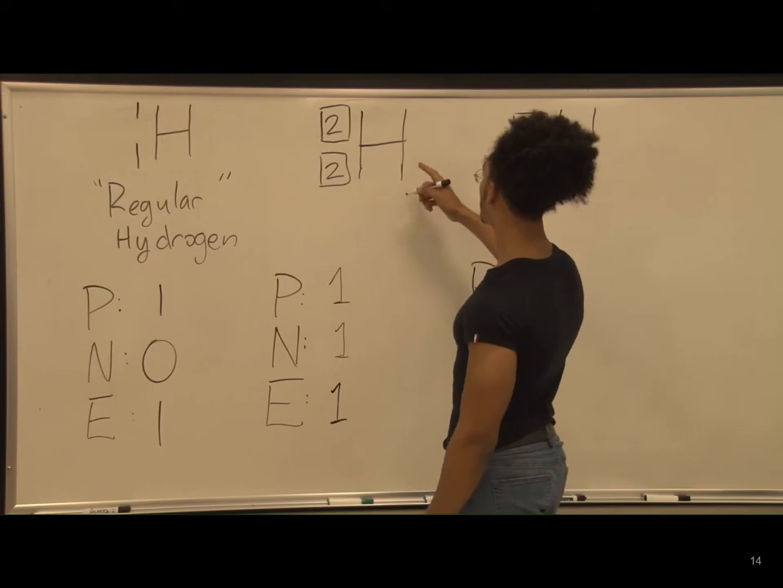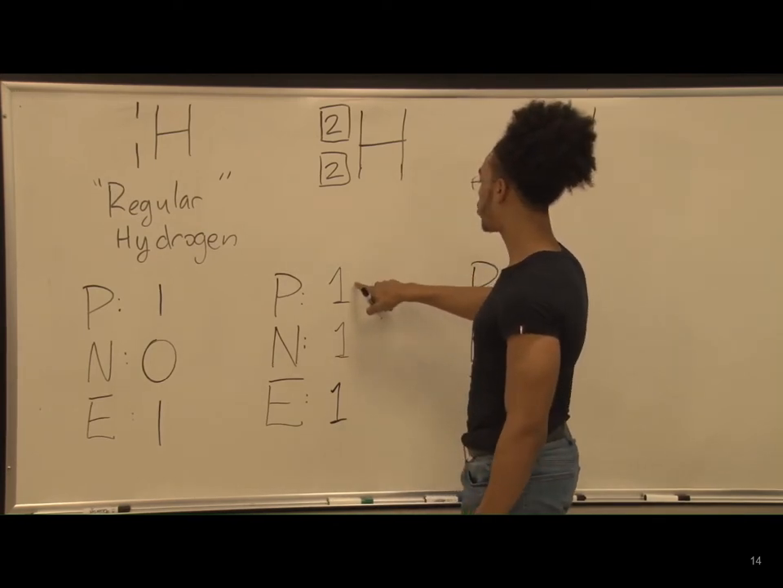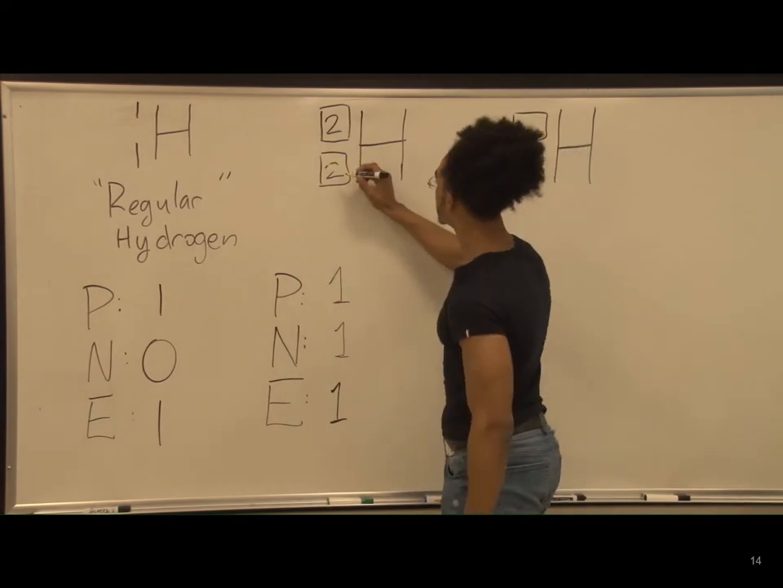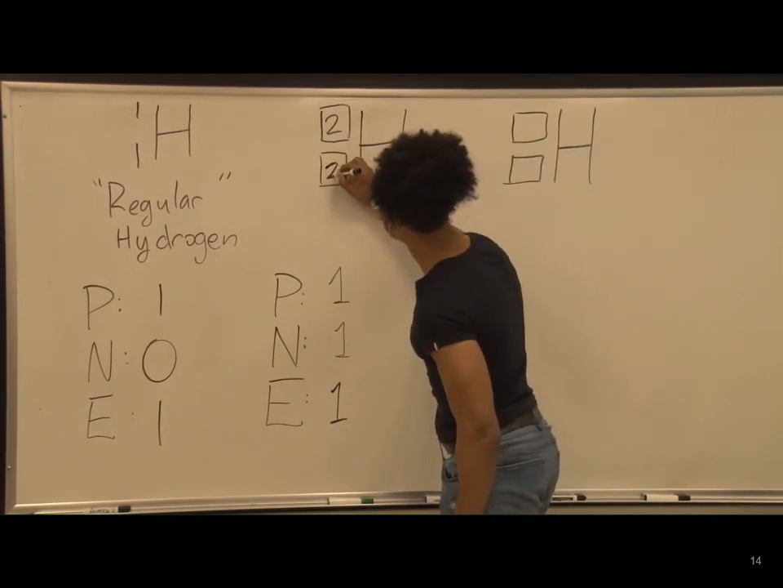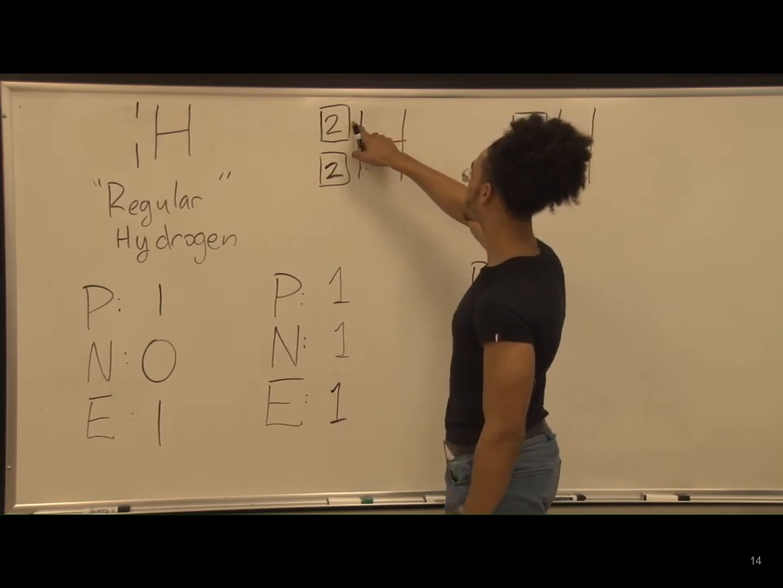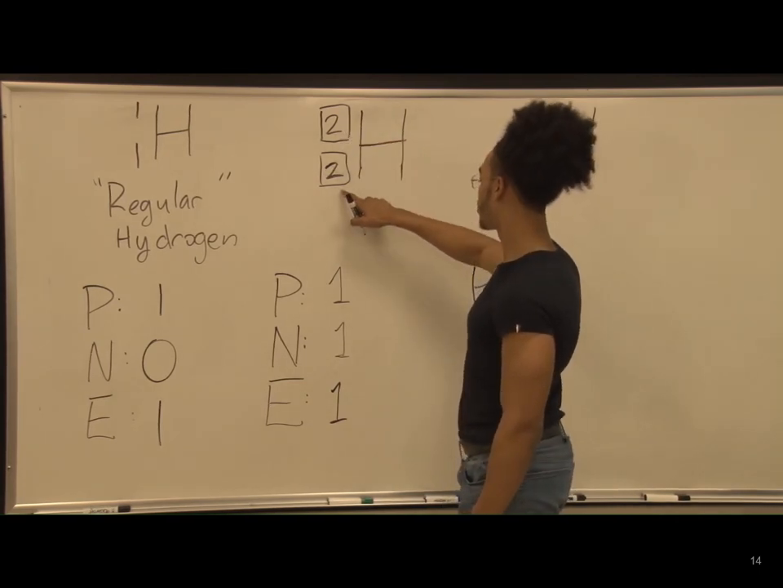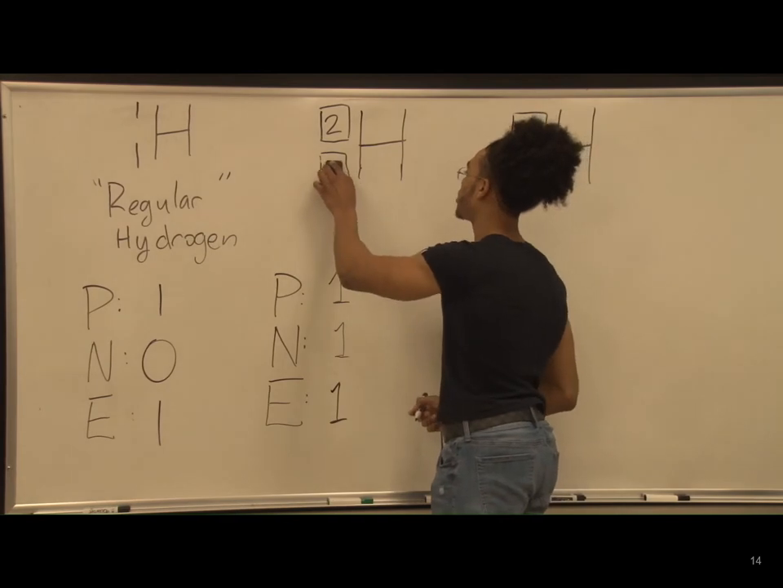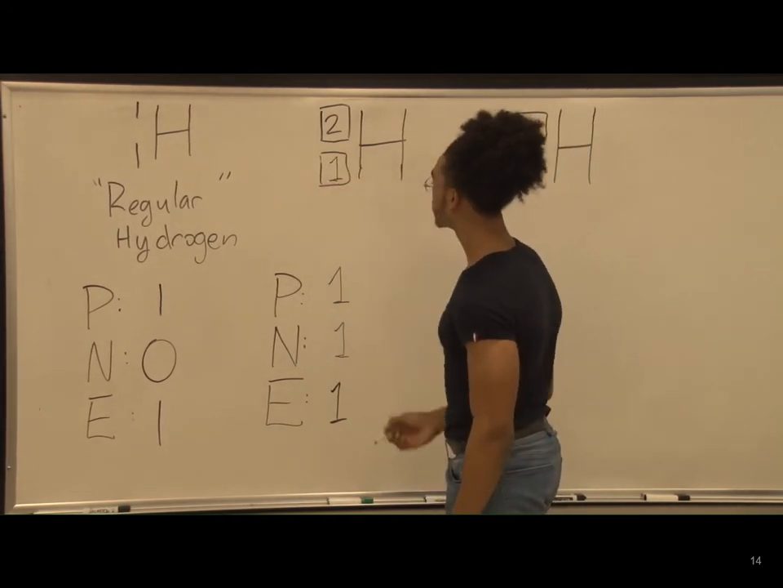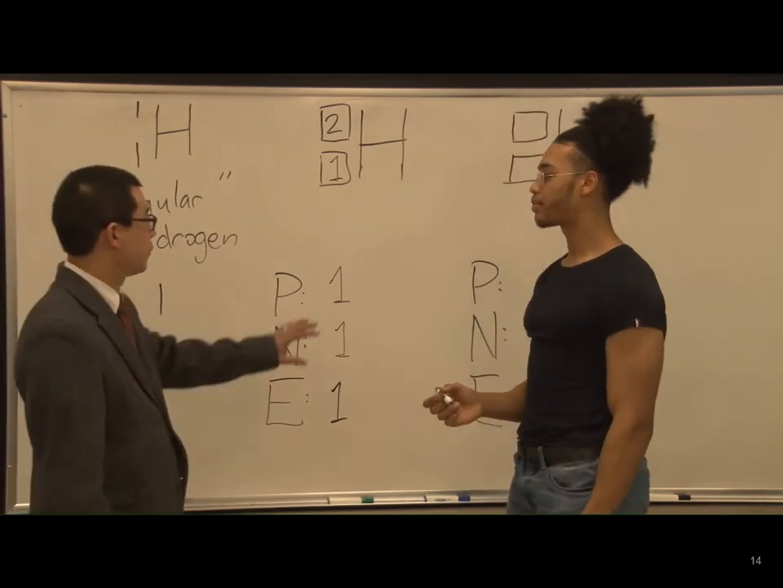So up here, if we add one proton plus one neutron, this stays correct, actually. It'll be two. Actually, no. This stays correct because this is the mass number. The proton number never changes, so it's going to be one. Okay, could you think of another one?